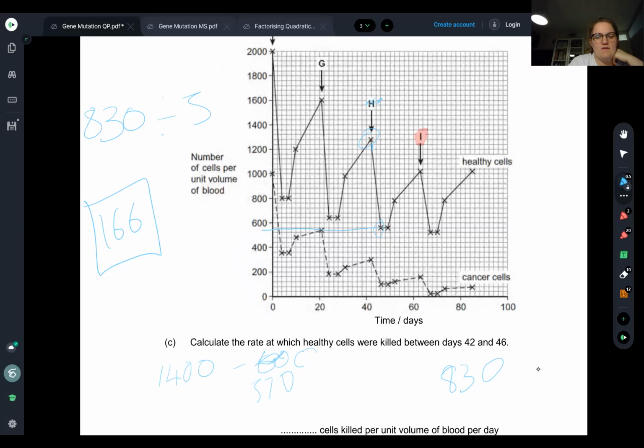So you're going to find your difference between H and that point there, take them away from each other. Then you're going to divide that number, so I had 830 for example, by how many days it was. And that'll give you how many cells killed per unit volume of blood per day.